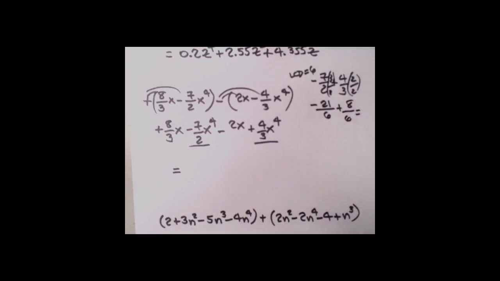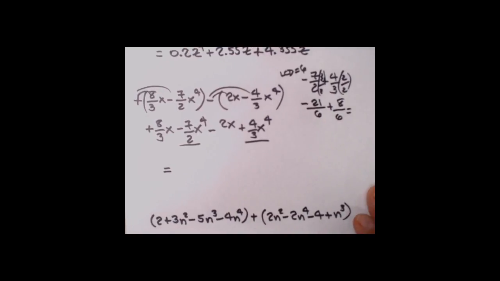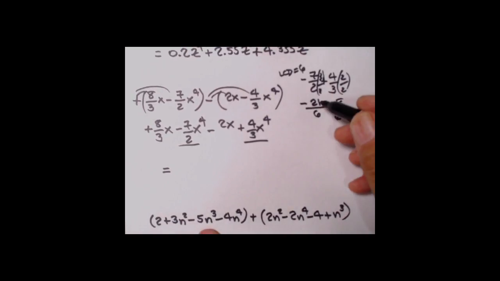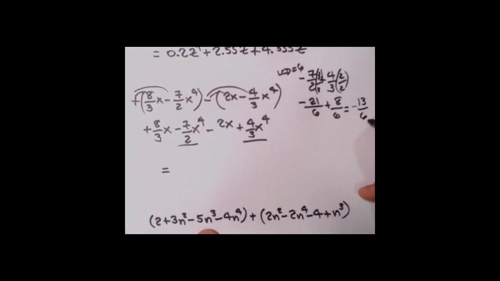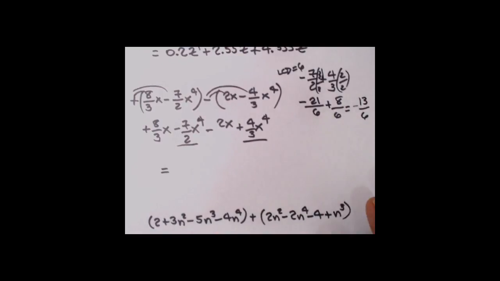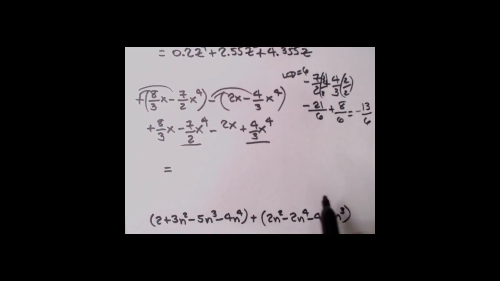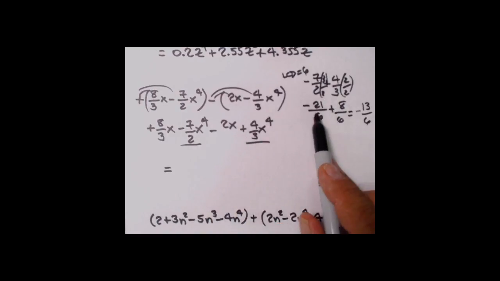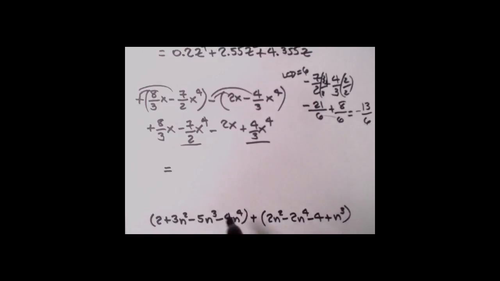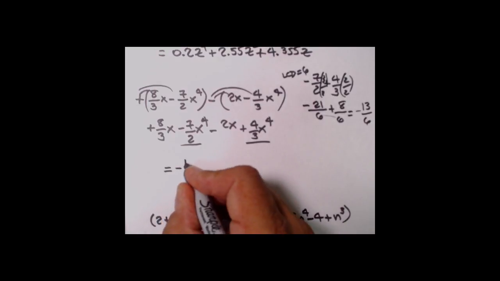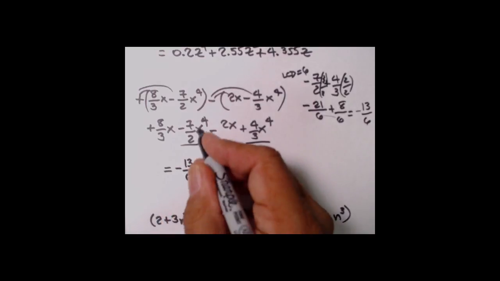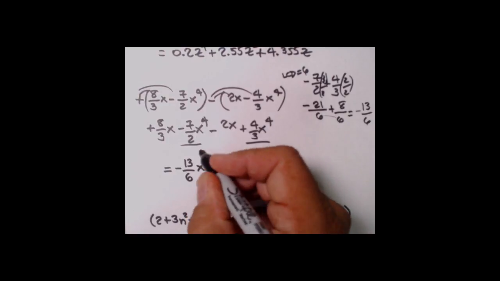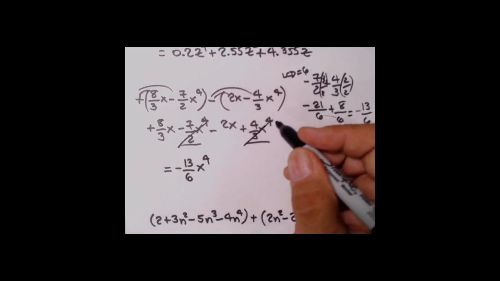Okay, it's not too hard to see here that the negative is going to win. Negative 21 plus 8, I think we end up with negative 13/6. Remember, what we were doing with this was combining the coefficients of the x to the 4th. We got a common denominator, and we combined them. So we end up with negative 13/6 x to the 4th. So we're able to combine both of these.